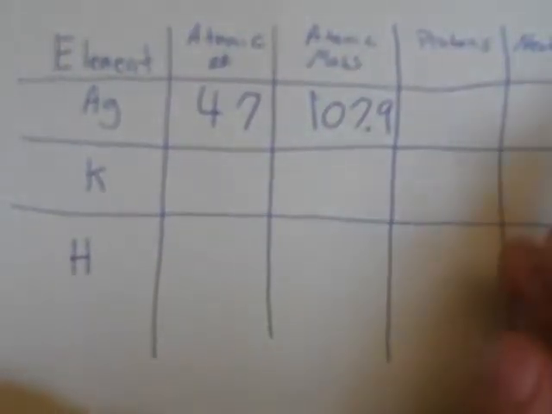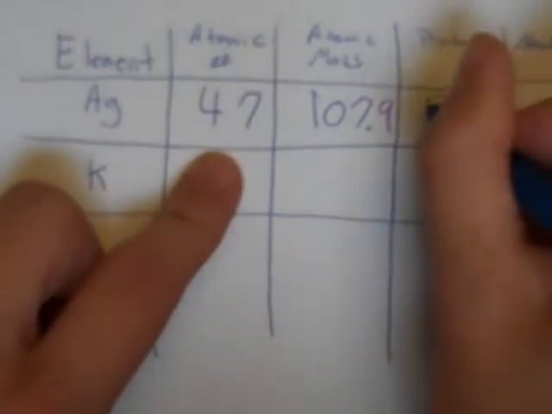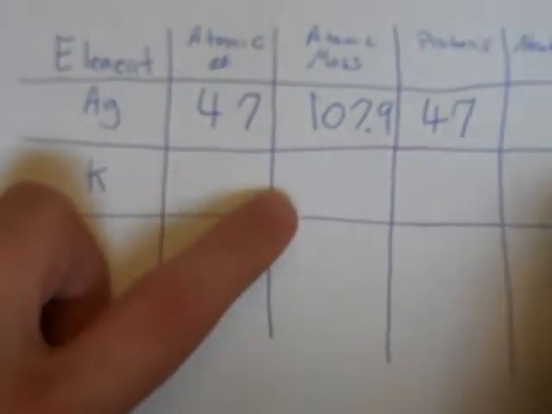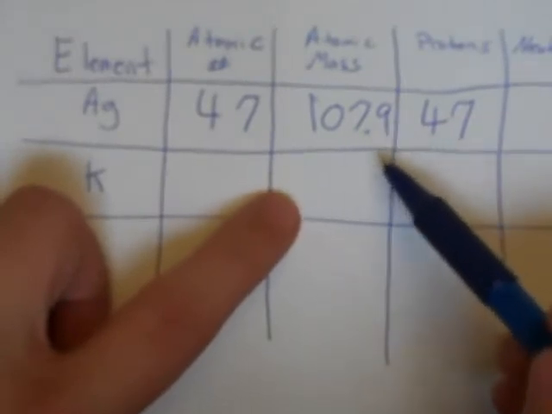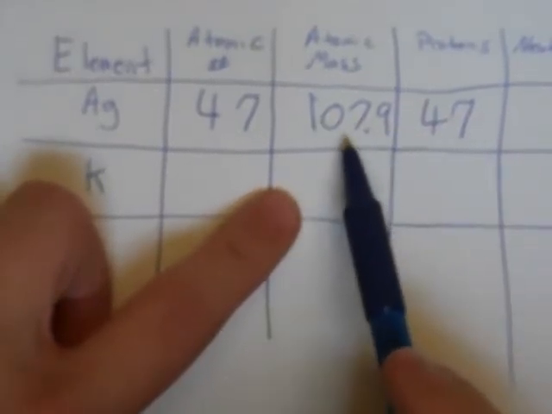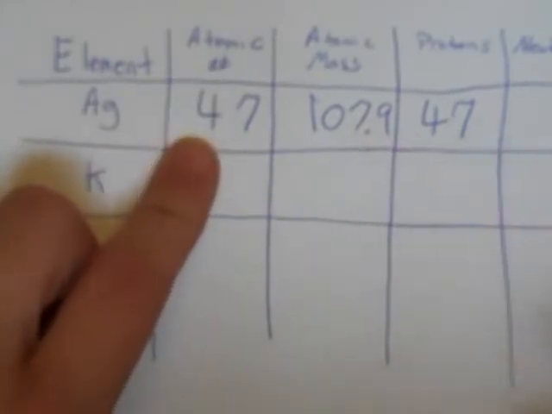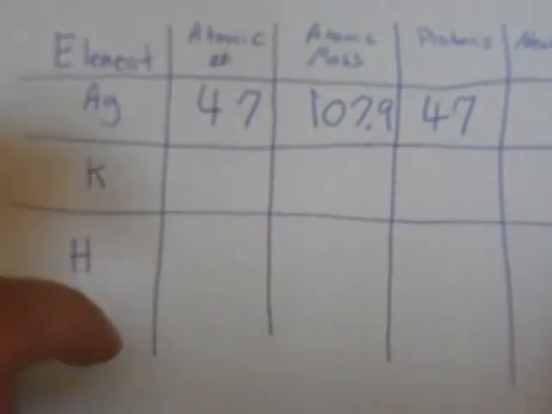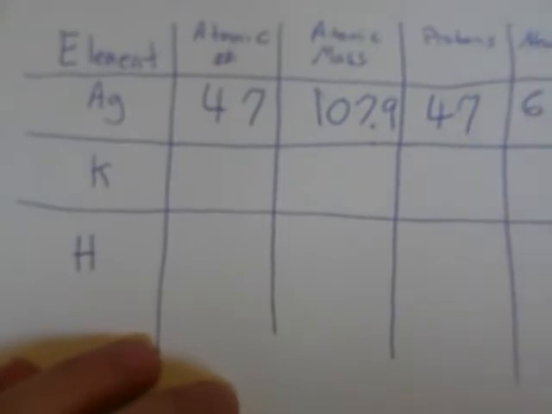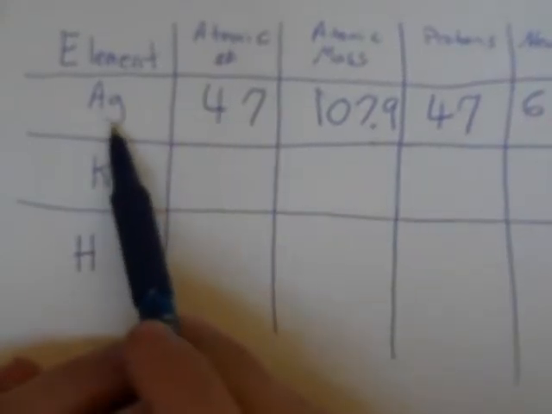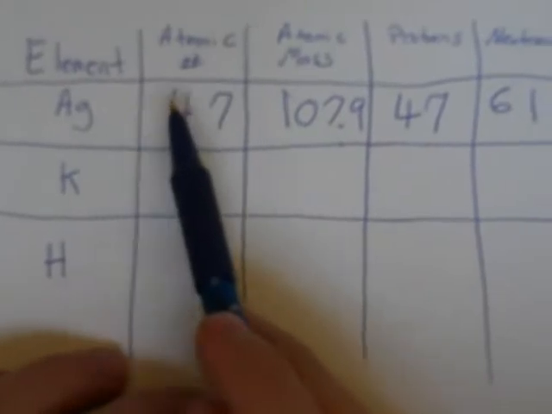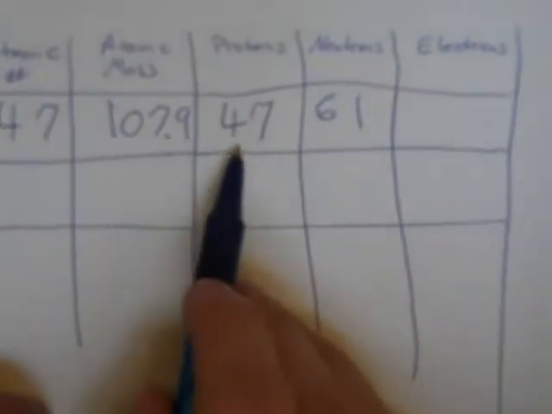107.9. Alright, the atomic number is always going to be the amount of protons, and the neutrons is going to be the atomic mass, which is the rounded number of this, minus your protons. So for silver, that is going to be 61. And since there's no charge on silver over here, the number of electrons is going to be the same as the number of protons, 47.